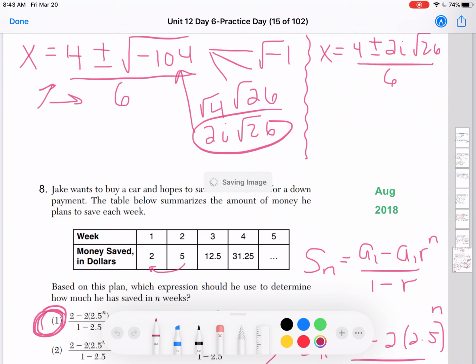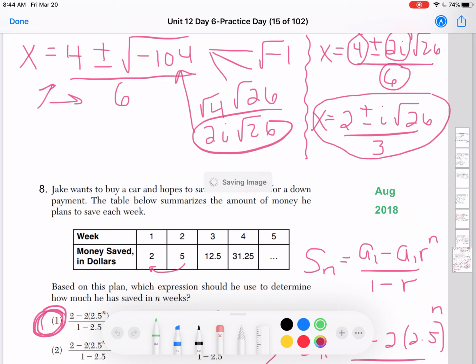Okay, so now I can do my 3 circles, GCF, and we're left with 2 goes into all pieces, so 2 plus or minus i rad 26 over 3. Okay, and that's it. If it had said simplest a plus bi form, then you'd have to separate. Remember, x equals 2/3 plus or minus, and then it could be written many ways, but we could put rad 26 over 3 and put the i right next to it. That's if it said simplest a plus bi form.